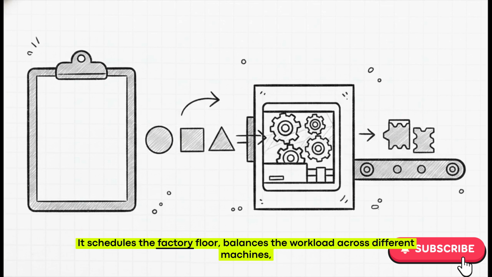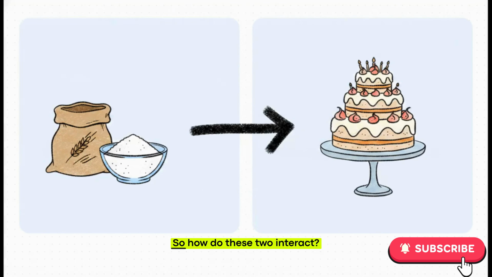It schedules the factory floor, balances the workload across different machines, and runs material requirements planning so production literally never skips a beat. So how do these two interact? Think of it this way. Materials management is the team running out to secure the flour and sugar. Production planning is the team actually using the recipe to bake the cake. They are totally distinct functions, but they rely entirely on each other to get that final sellable product out the door.